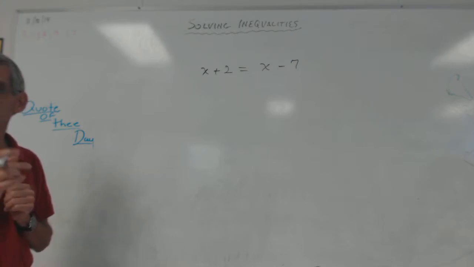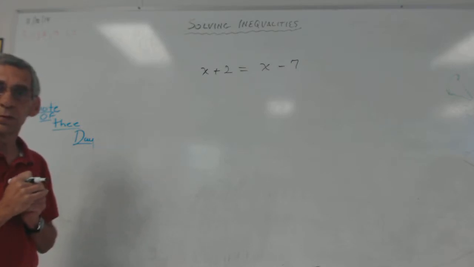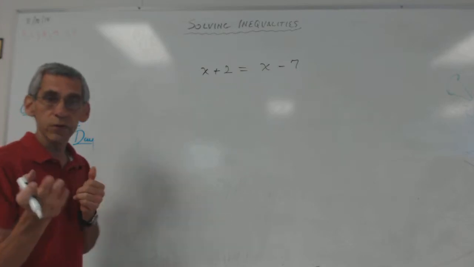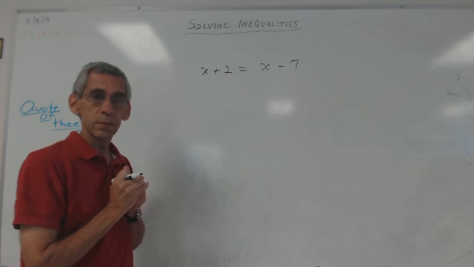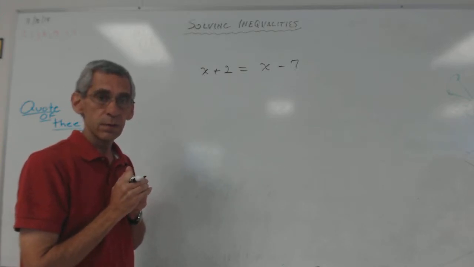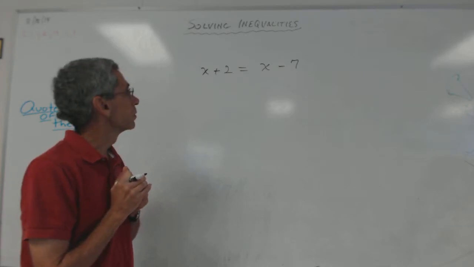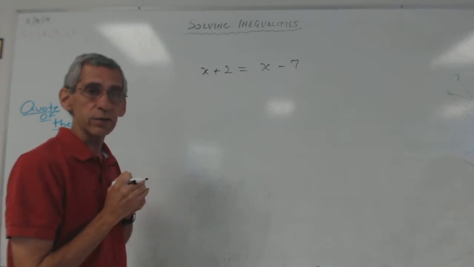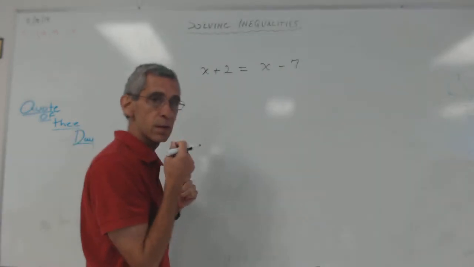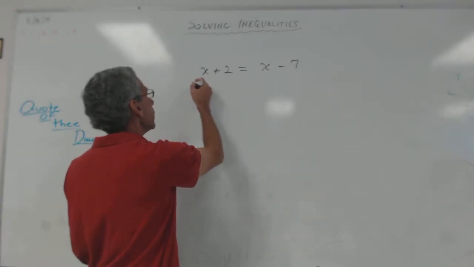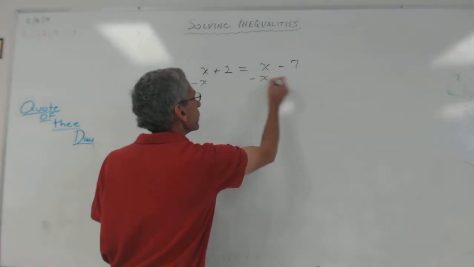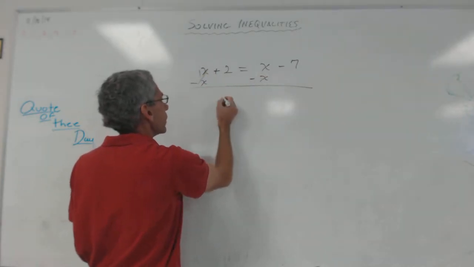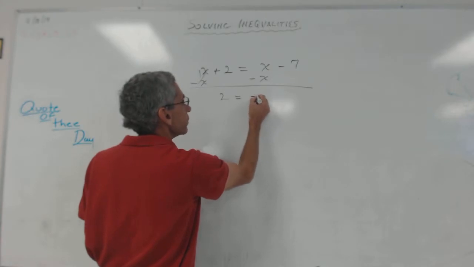Okay, so you need to get the x's and the numbers on both sides. You could subtract 2 from each, or add 7 to each. Well, let's get our x's together first. Let's move this one over here. So we're going to subtract x. That's really easy, right? So we got those crossed out. Then we have 2 is equal to negative 7.